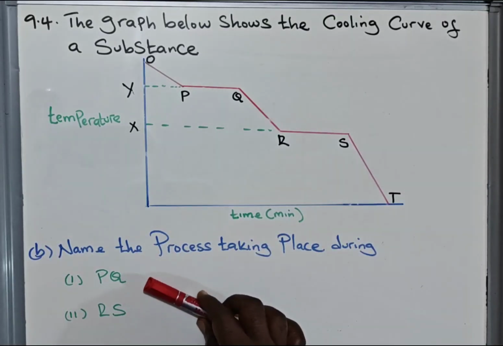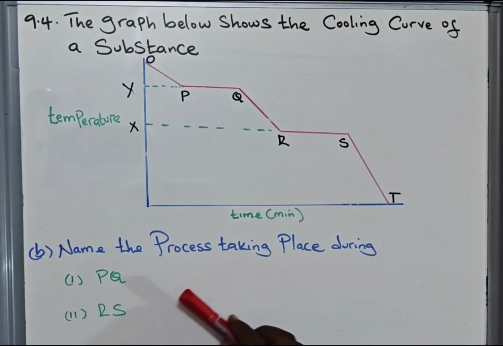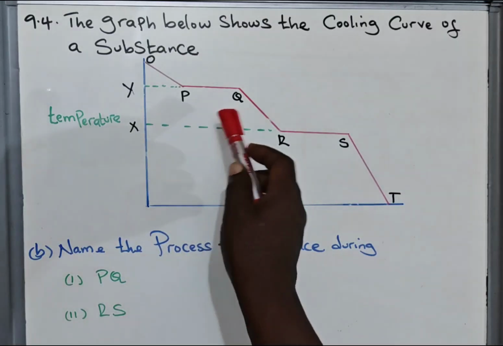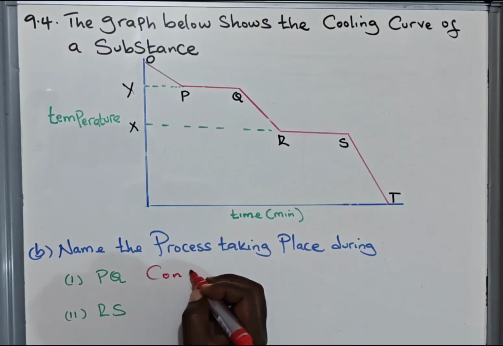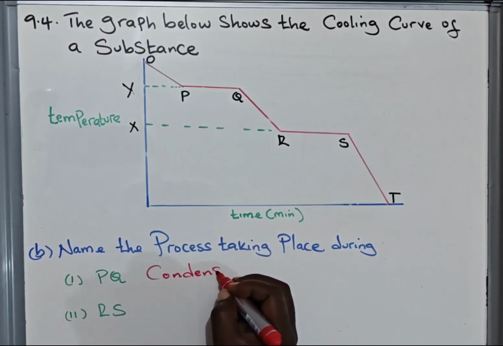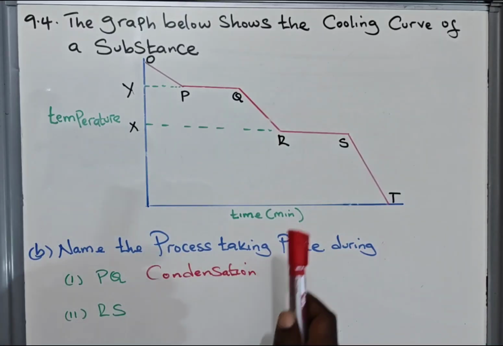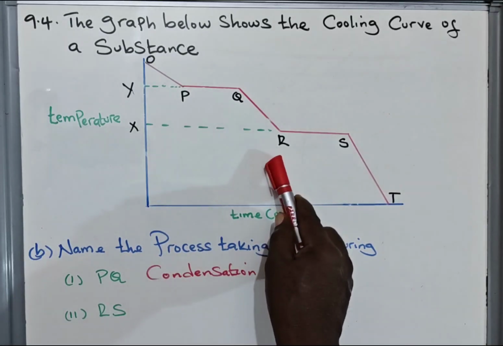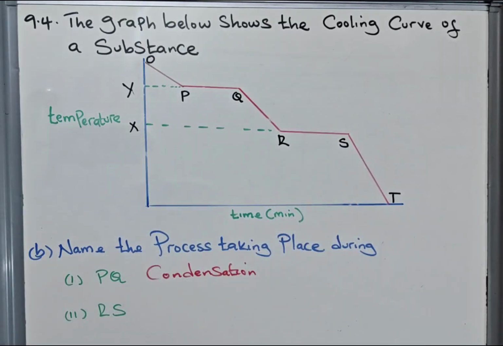Then we come to this question. It says, name the process taking place during PQ. This is PQ. What process is taking place there? It is condensation. Then we come to RS. What process is taking place from RS? This is a change from liquid to solid. What do we call it? Solidifying or freezing.